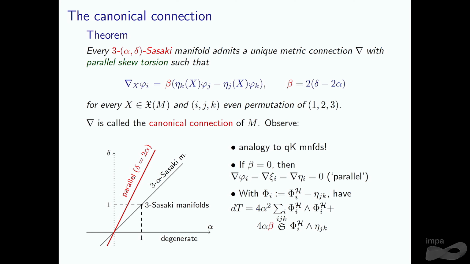Okay, good. And this connection is unique in a certain sense, and we call it the canonical connection of the free alpha delta Sasaki manifold. So the analogy to quaternionic Kähler I already described. If beta equals 0, then everything is parallel. And moreover, now you can get very explicit expressions. For example, the dt of that connection, which by what I wrote on the blackboard is of interest to us, is something you can control.